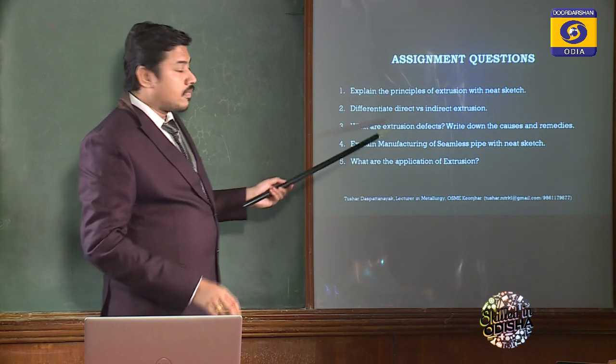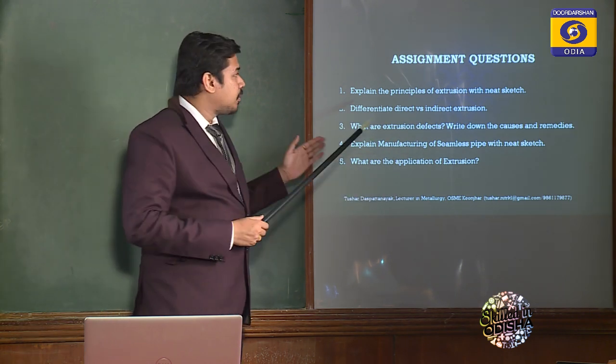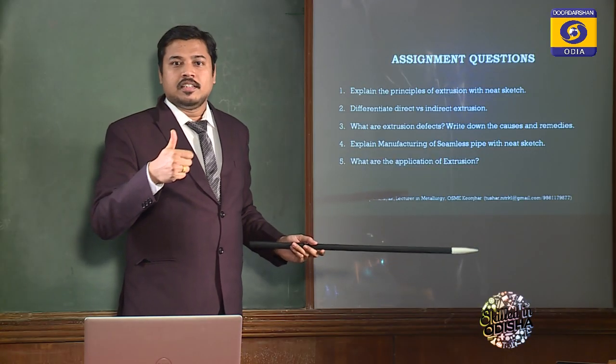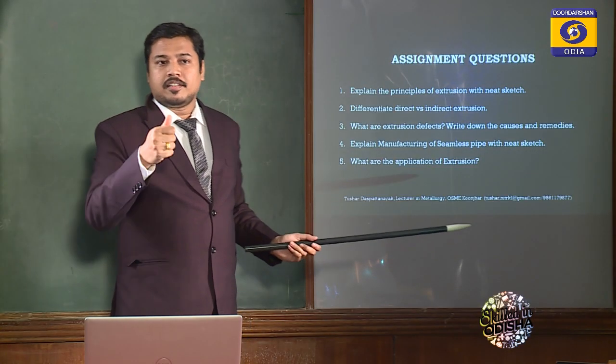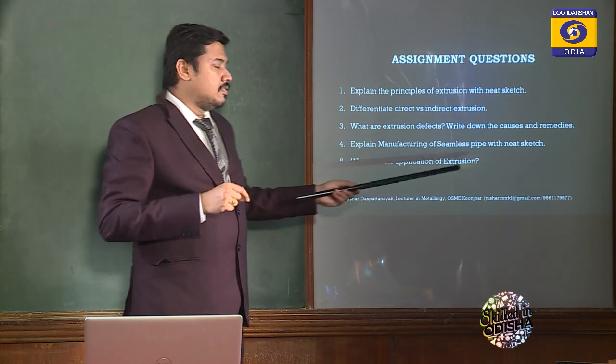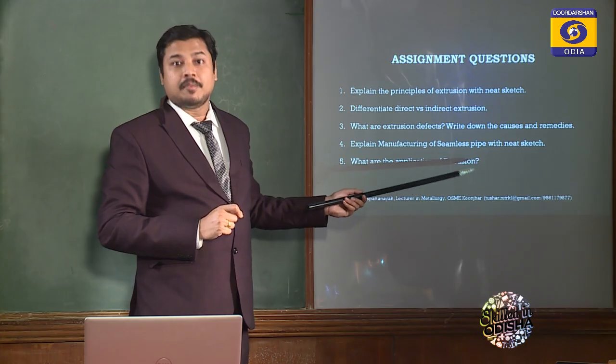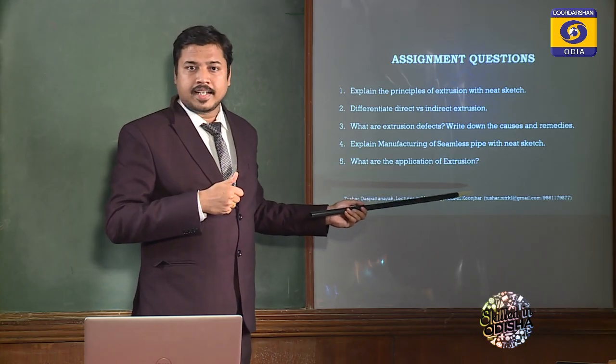Okay, these are the assignment questions for you students. First one is explain the principle of extrusion with a neat sketch. Differentiate direct and indirect extrusion. What are the extrusion defects? Write down the causes and remedies. Number 4, explain manufacture of seamless pipe with a neat sketch. Sketch is very important. If you want to get good marks and make a good impression on your evaluator, you have to draw a neat sketch. Number 5, what are the applications of extrusion that we discussed at the front end.